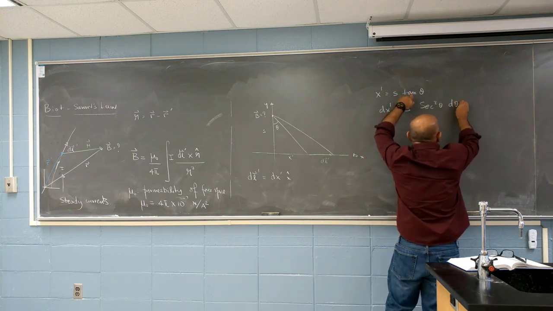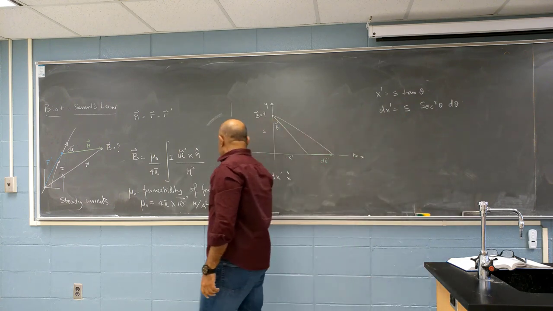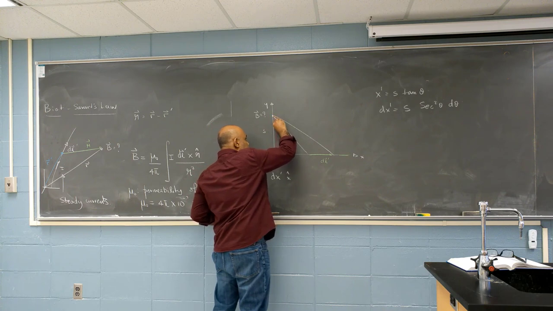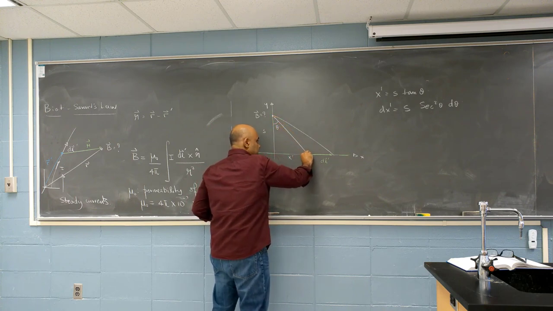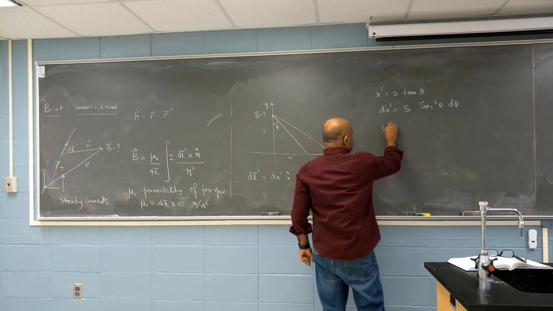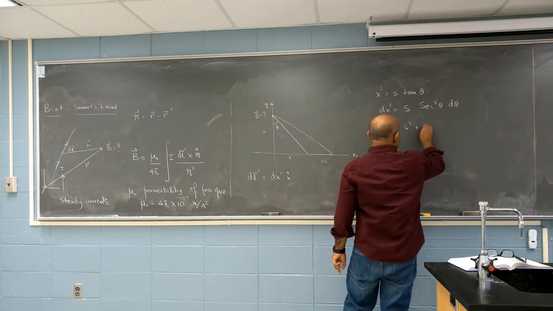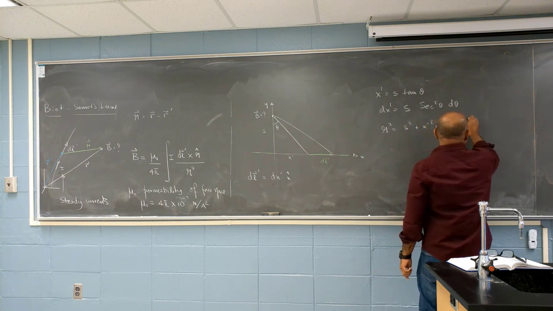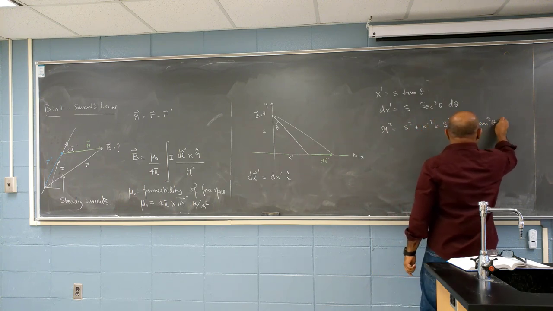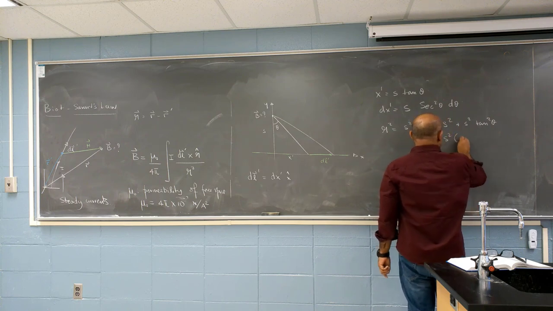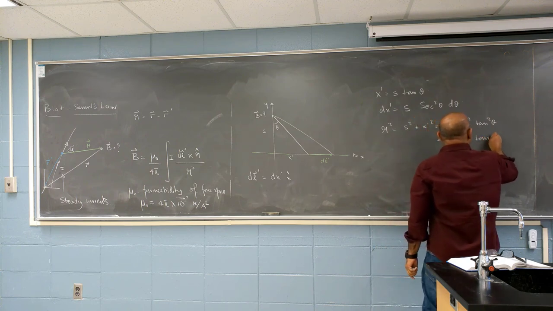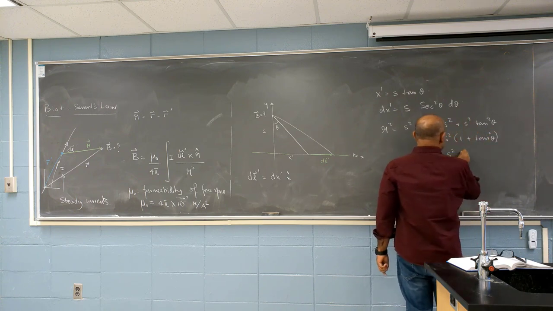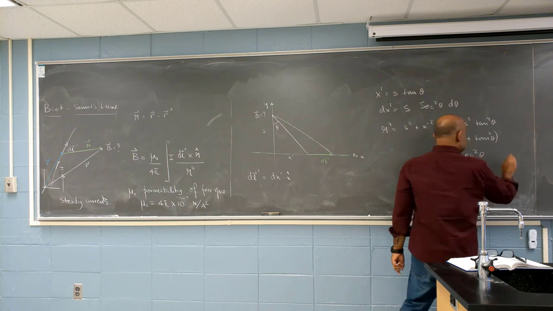Secant squared theta, d theta. Fine. Let's find this distance, which is this distance. So, we luck out one more time. Turns out we won't have to do a difficult tangent squared theta. This is nothing more than s squared secant squared theta. Again.